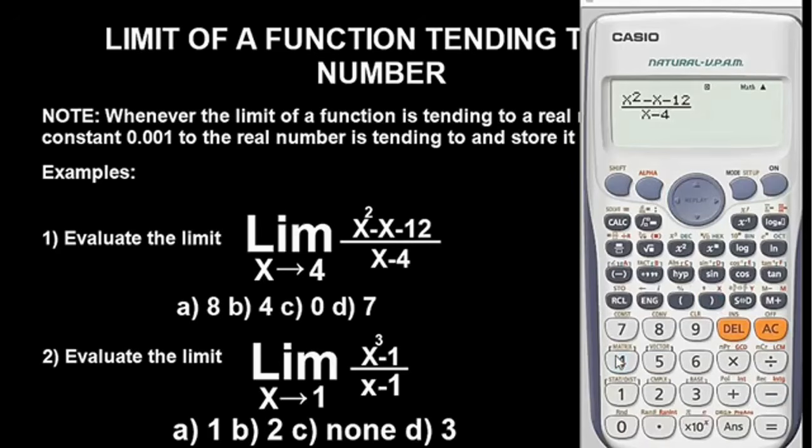Let's now press equal to and see what we are going to get as an answer. So let's change this value into a decimal value. We press SD. So we have 7.001 as an answer. You cannot approximate this value. So automatically our answer is 7, which is option D. It's as simple as that. Okay, let's solve example 2 together.